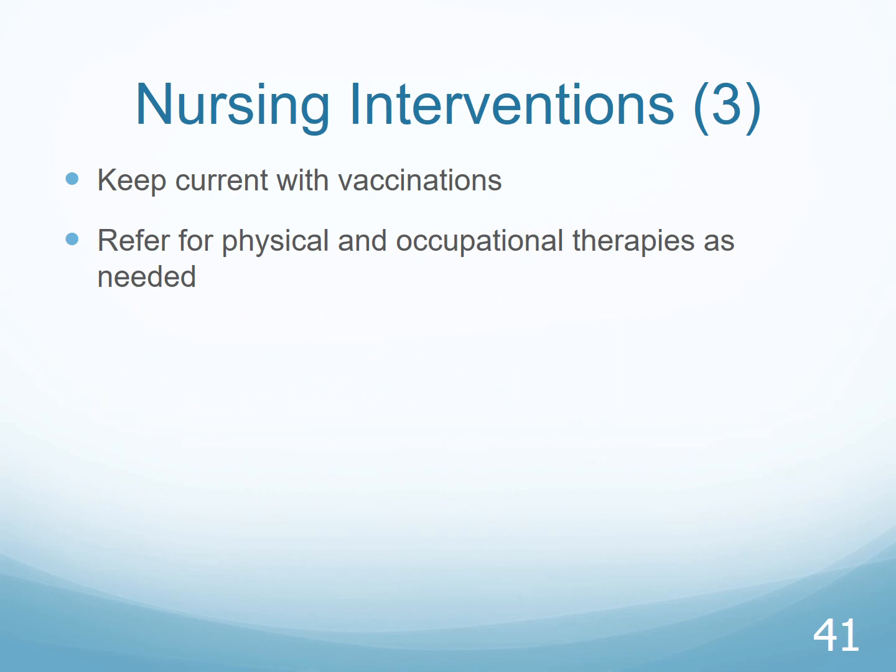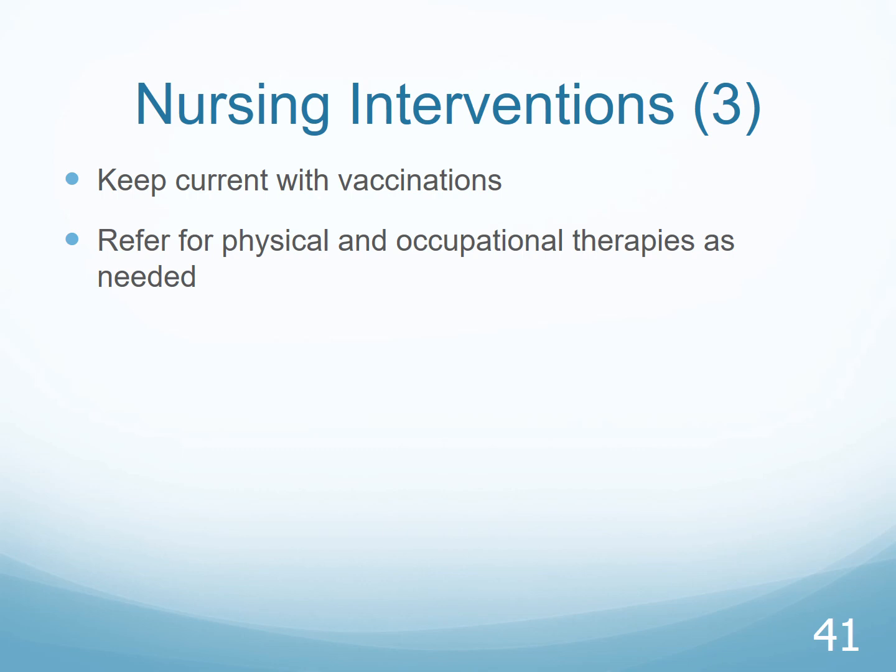We will keep them current with their vaccinations. However, for this population, we do not recommend a live vaccine. So for this population, there will be no live vaccines, and we will refer them to physical and occupational therapies as needed. Again, because there may be an easier way, or there may be some equipment that they can use in the home to make their task easier.